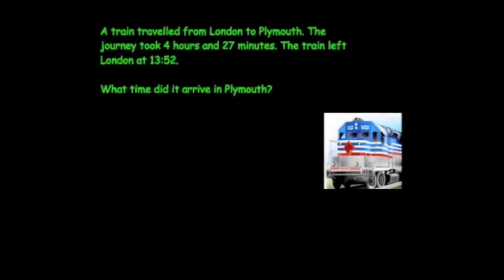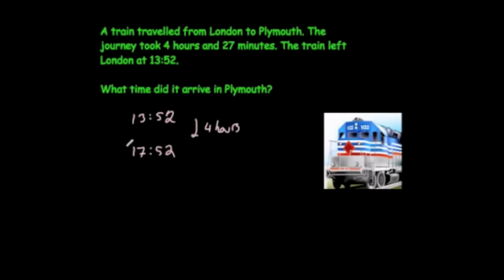Our next question. A train travelled from London to Plymouth. The journey took 4 hours 27 minutes. The train left London at 1:52 PM or 13:52 hours. What time did it arrive in Plymouth? So we have got 1:52 is when the journey began, and it took 4 hours 27 minutes. So let's add on our 4 hours. Adding on 4 hours would bring us up to 17:52. That's adding 4 hours.